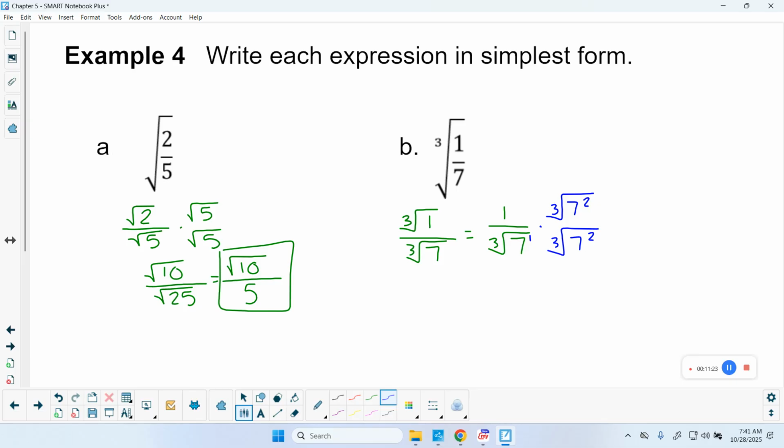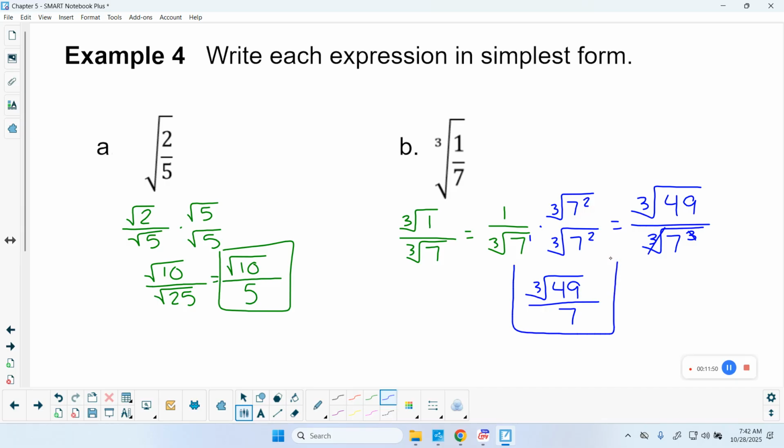So what happens, 1 times the cube root of 7 squared is just the cube root of 49, all divided. 7 to the first times 7 squared gives us the cube root of 7 to the third. Because remember, we want 3 of them. Because once we have 3, the cube root and the exponent of 3, they are going to cancel. And we are left with the cube root of 49, all divided by 7. And that will be our final answer.